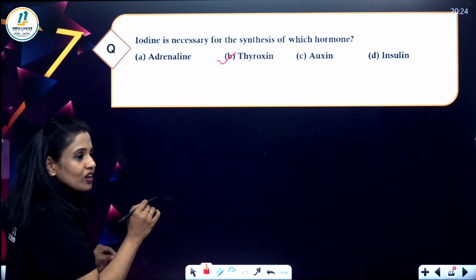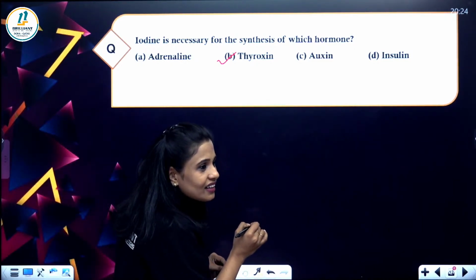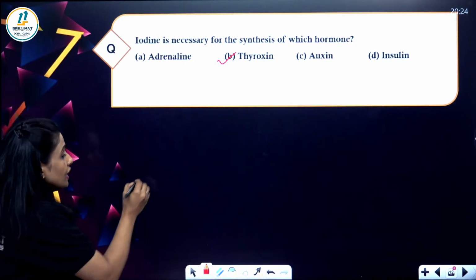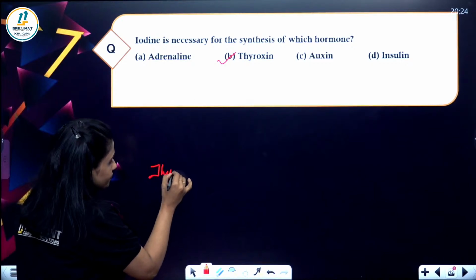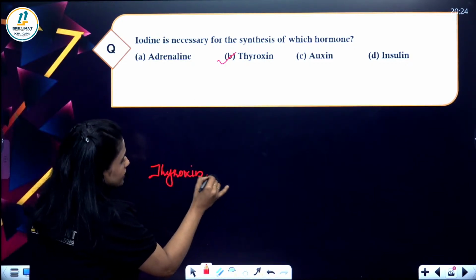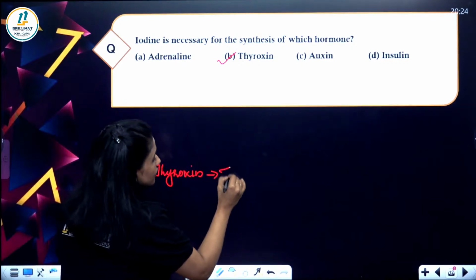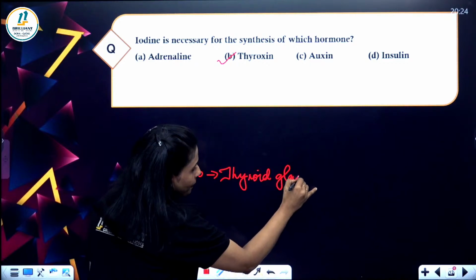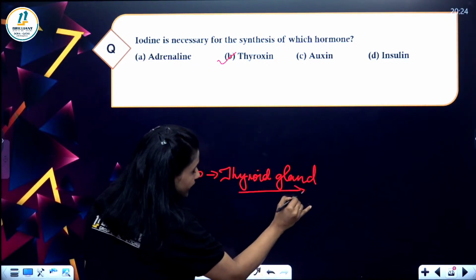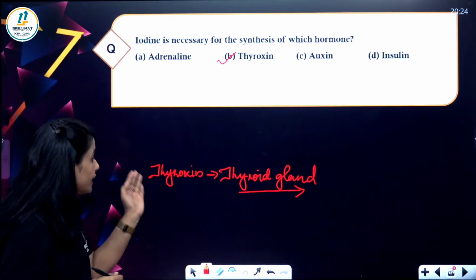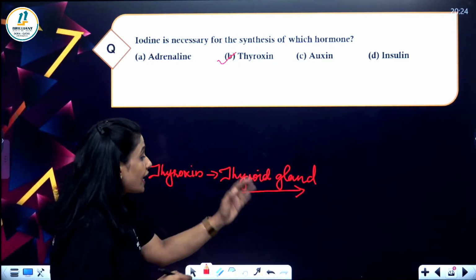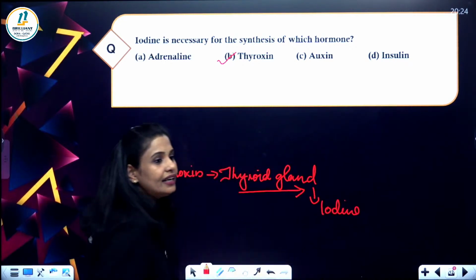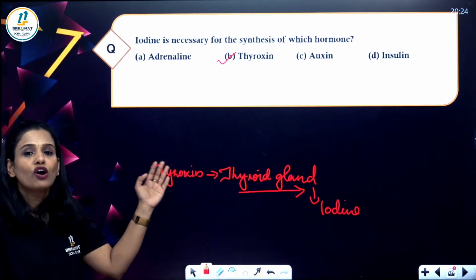See, how many of you got the correct answer? Very good. All are commenting the correct answer. It is thyroxine. Thyroxine is produced by the thyroid gland. And for the production of thyroxine, the thyroid gland needs iodine.